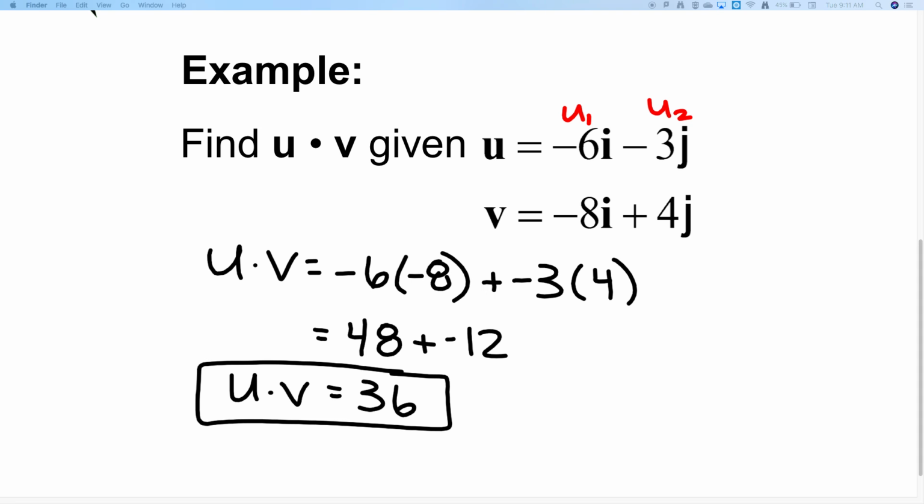You okay with that? Do you have any questions about the dot product? Yes, Shane. When would we use the dot product? In a couple of slides, we are going to use the dot product to help us find the angle between two vectors. Okay, any other questions? Okay.